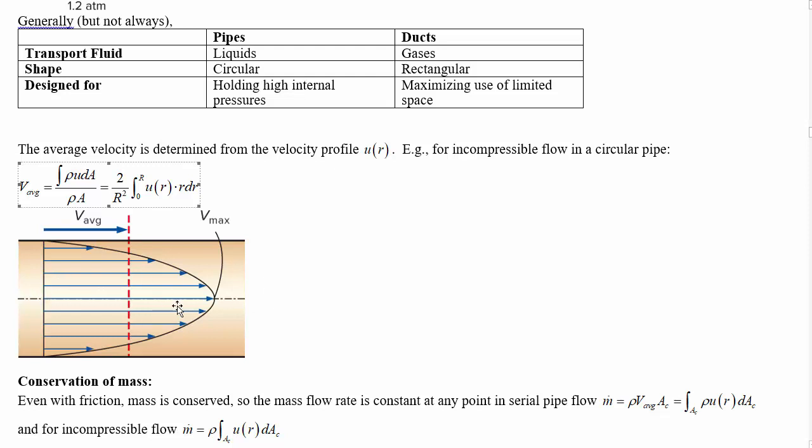All right, average velocity is just the average of the velocity over the cross-sectional area of the pipe or duct in flow. This is very useful because rather than integrating the velocity profile times the density with respect to area every time we want to find the mass flow rate, we can just take the average velocity, multiply by the cross-sectional area and the density to get the mass flow rate, just like we were doing back in Chapter 12.